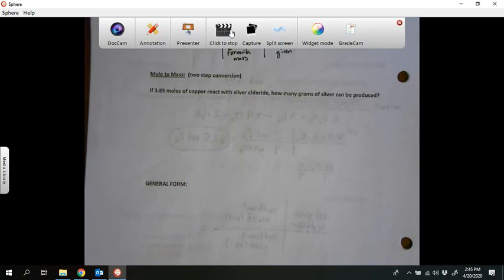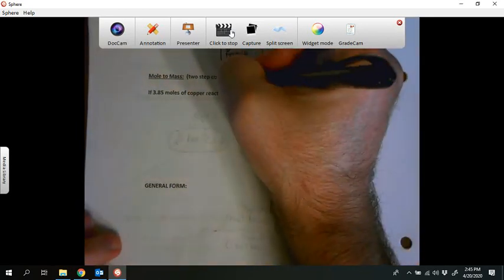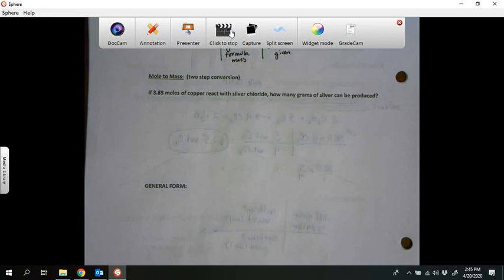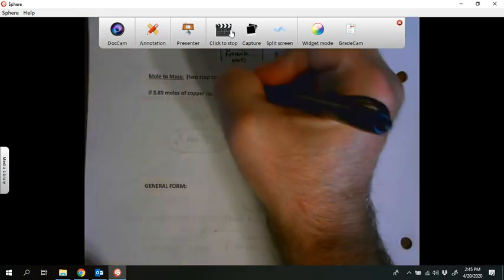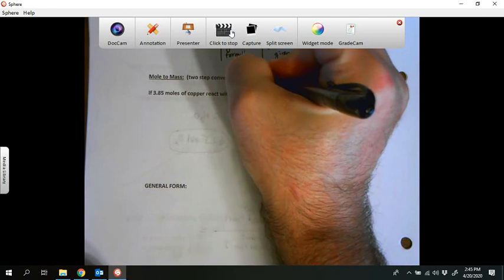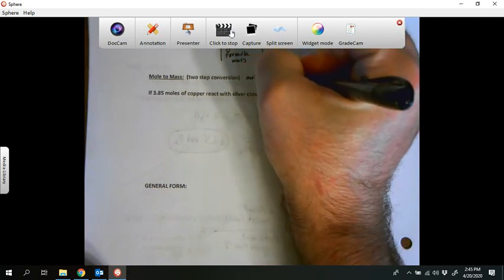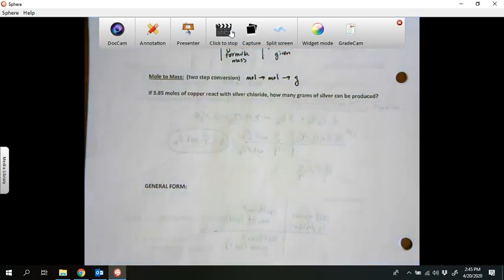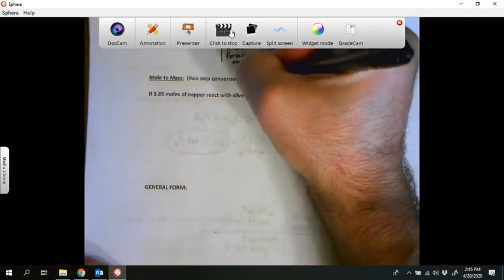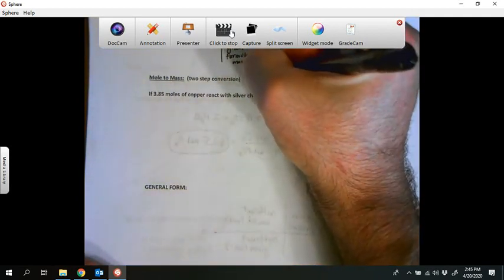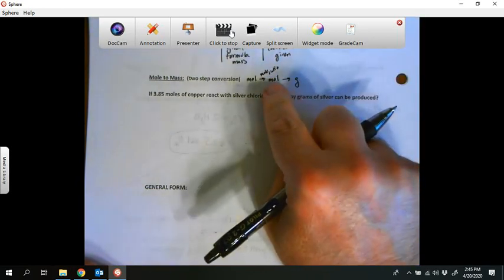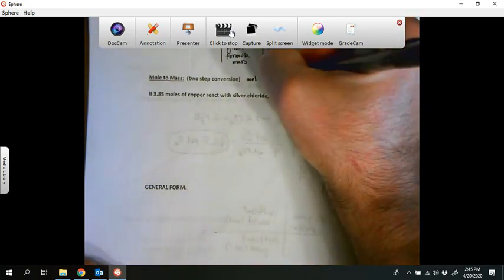In this video, we're going to look at a mole to mass conversion. So this is a two-step conversion, and this is the opposite from the one that we just did in the previous video. So in this one, we're going to go from moles to grams. So it's the opposite. To go from moles to moles, we're going to use the mole ratio. And to go from moles to grams, we're going to use the formula mass.